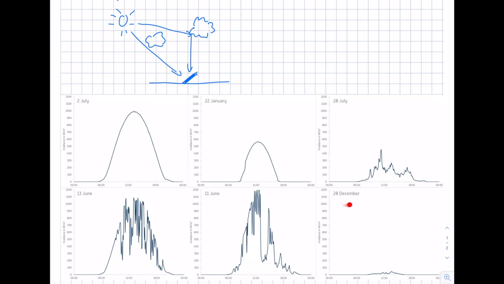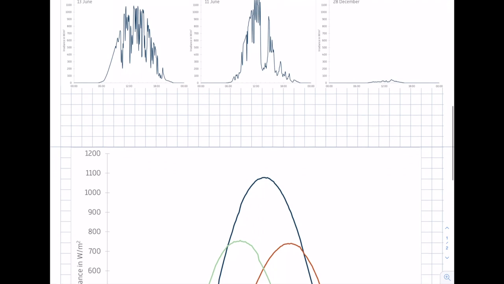We've also seen this on the left-hand side on the 13th of June. And finally, the 28th of December, so again winter time, you see the irradiance just ripples below 100 watts per square meter. So it's really dark, heavy, cloudy day, no direct sunlight. So this is just a very small amount of energy we can get.